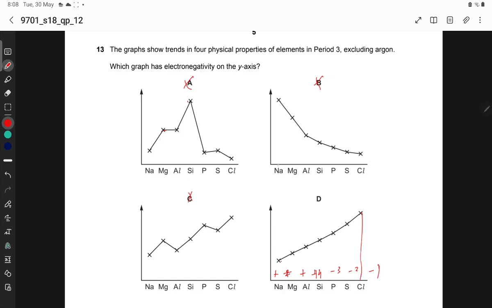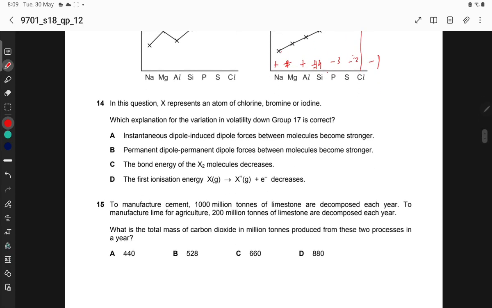Along the period, in period 3 the atomic size decreases, so therefore electronegativity will increase. The nuclear charge increases as the number of protons in the nucleus increases, so therefore electronegativity will also increase. So the only graph that represents the increase in electronegativity is D. We can see that the electronegativity of sodium is lower than magnesium, than aluminum, then silicon, and then phosphorus. So that's why D is the correct option.